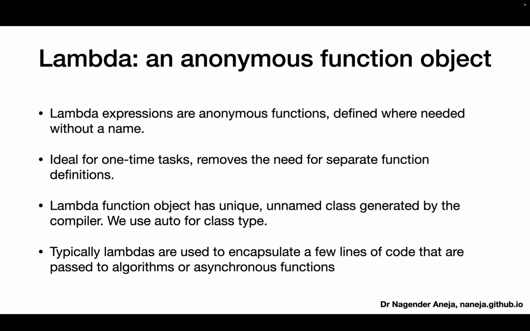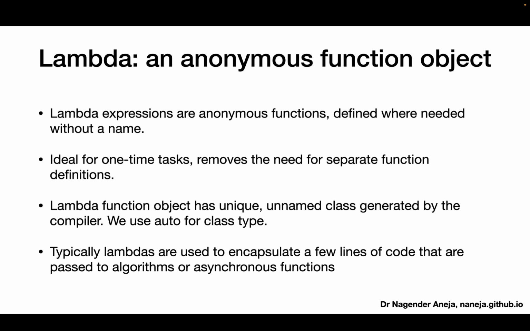Right. So right now, for example, here also we say that we have defined a function add array at some other place. But if the function is for one-time usage, it's not required that we define it somewhere else. We can define it where it's right now needed. It's ideal for one-time tasks. It removes the need for a separate function definition. We can just define a temporary function like an R value, and that is an anonymous function. In fact, it's a pure R value, a PR value.